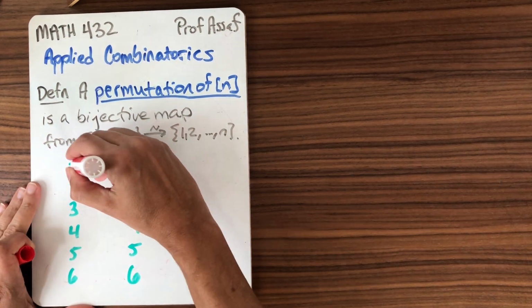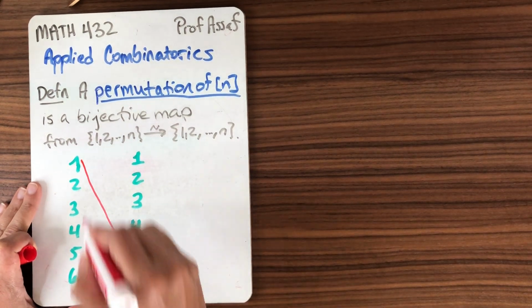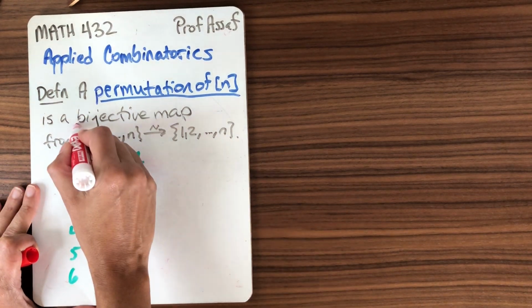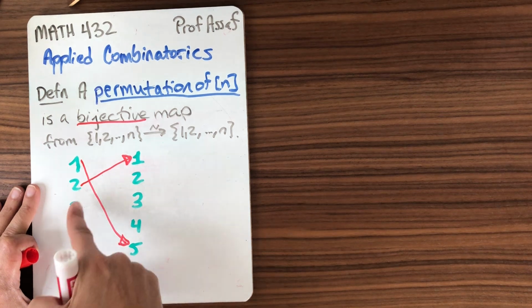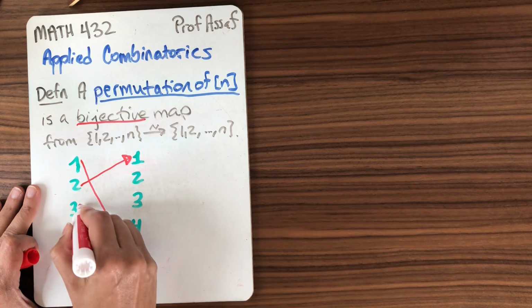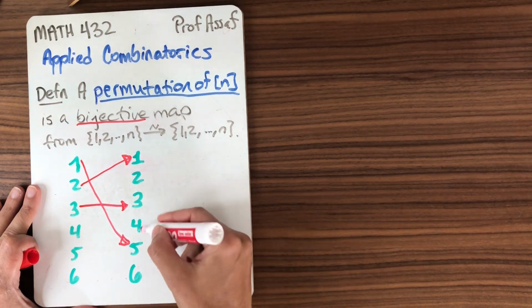So 1 maybe goes down here to 5. Seems like a perfectly reasonable choice. 2 can maybe go up to 1. It couldn't go to 5 because I said I want a bijective map. So there were 6 choices for the number 1, but only 5 choices for the number 2. 3 has 4 choices. The number 4 has 3 choices.